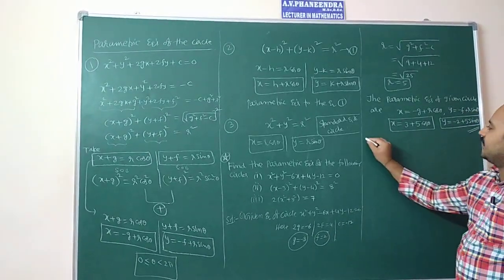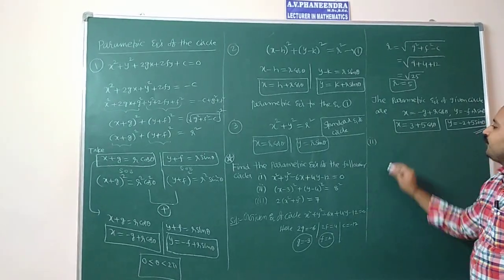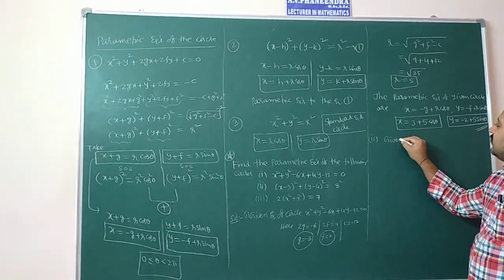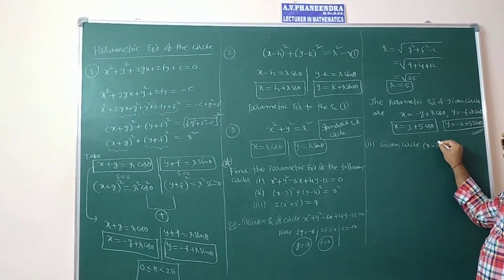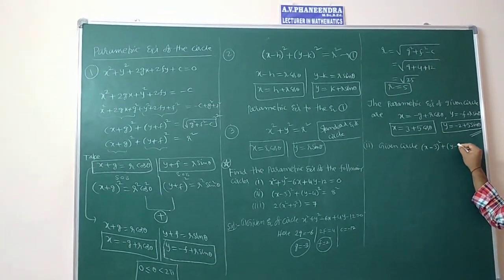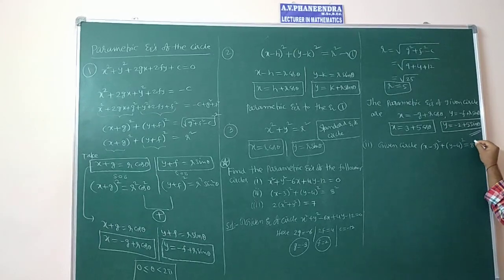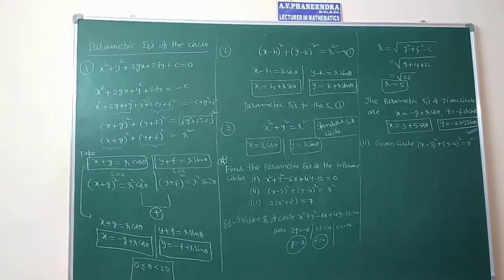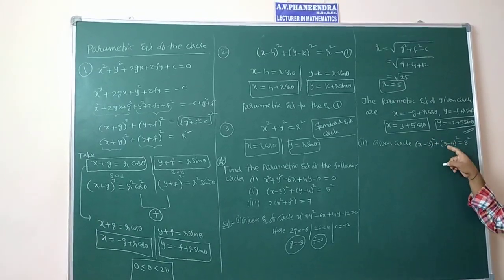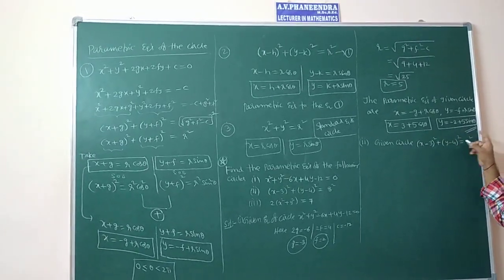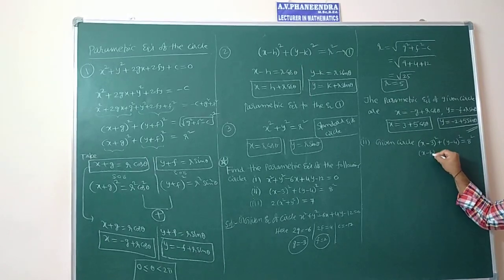Come to the second question, Roman letter 2. The given equation of circle is x minus 3 whole square plus y minus 4 whole square equal to r square, that means 8 square according to the question. You have to compare this equation with x minus h whole square plus y minus k whole square equal to r square. Like this you have to compare.